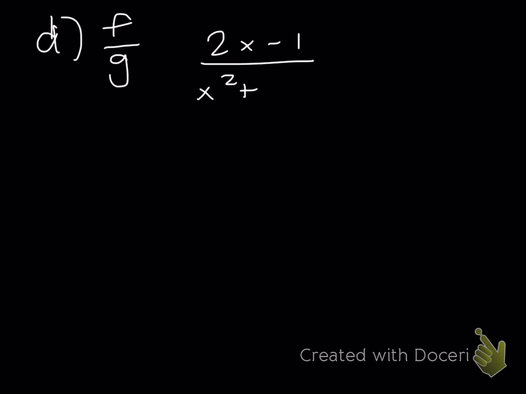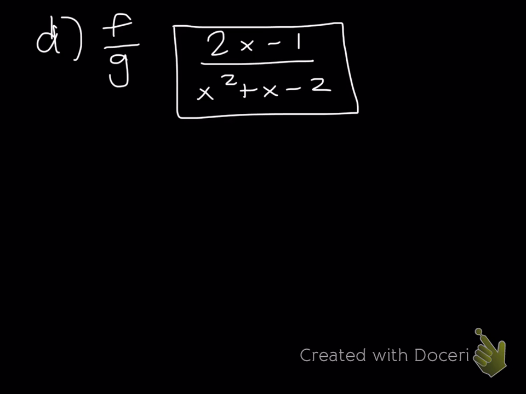So the last one is division. So I have f divided by g. So I take my 2x minus 1 and divide it by x squared plus x minus 2. This is actually unique in the fact that the problem itself is done. This is the answer for division. You can't simplify it. But the domain becomes the part where you have to do more work.